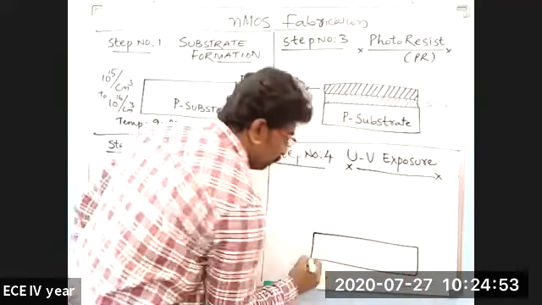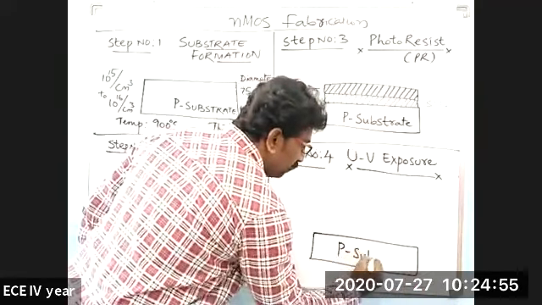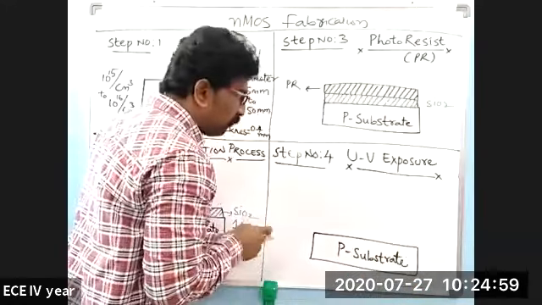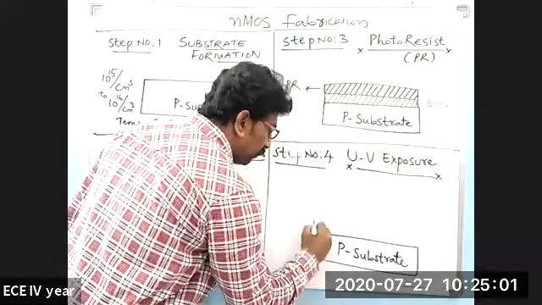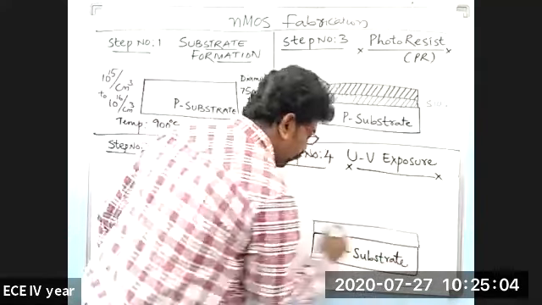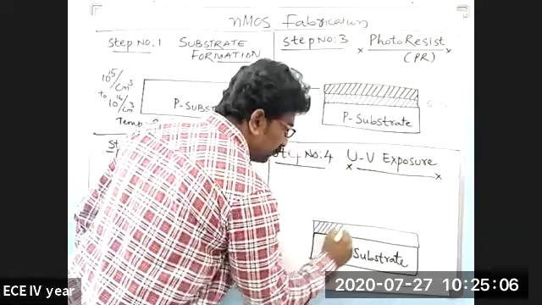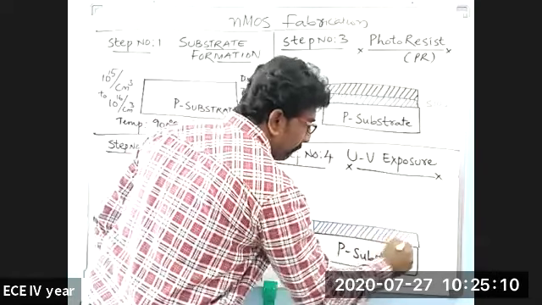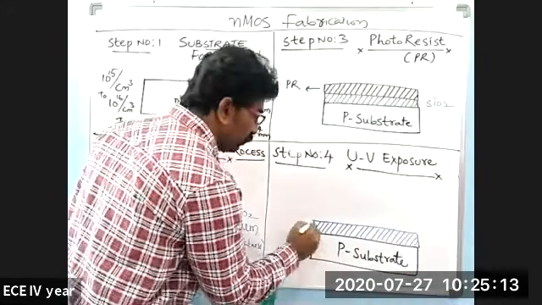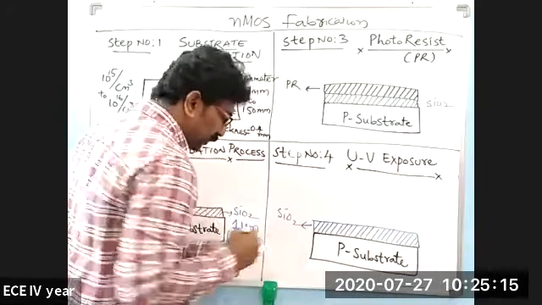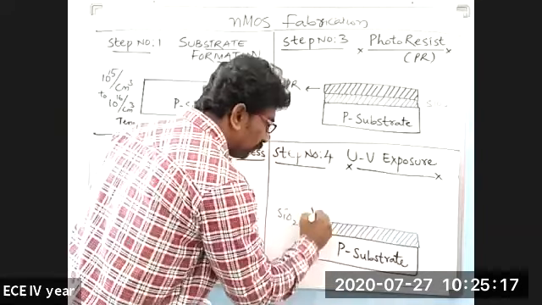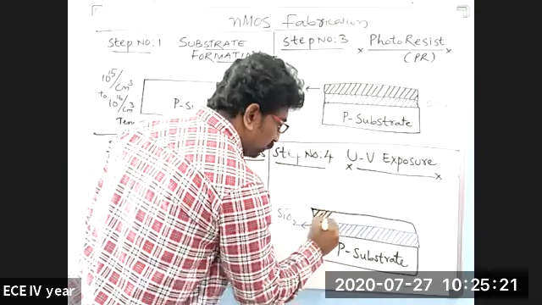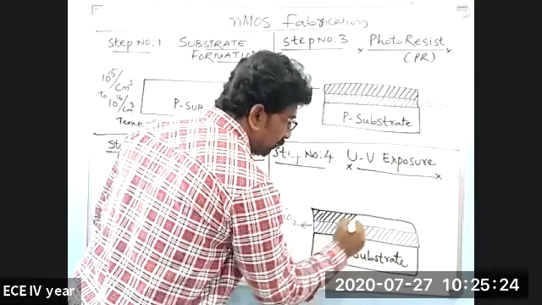Now the same p-type substrate we have here down, which is of 1 micrometer thickness. Then upon that one, we have SiO2. And on the SiO2, we have processed photoresist.